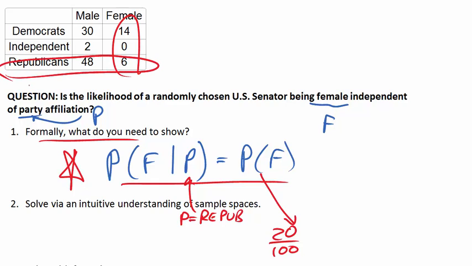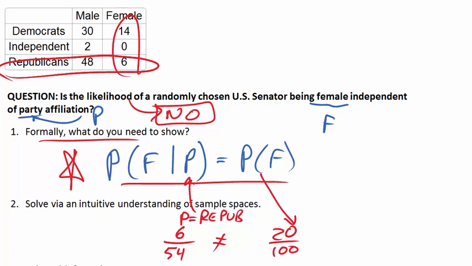What is the probability? So thinking of it as an intuitive restriction of the sample space, I had my entire U.S. Senate, but now I'm just given Republicans, so I'm just going to focus on the bottom row. What is the probability of being female? Well, that is 6 out of the current 54 Republican senators, and those two are not equal. That's all you need to prove that no, a randomly chosen U.S. senator being female is not independent of party affiliation.